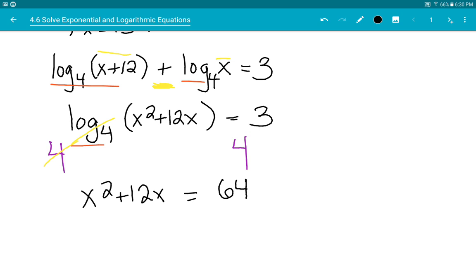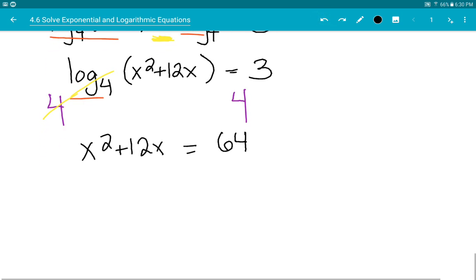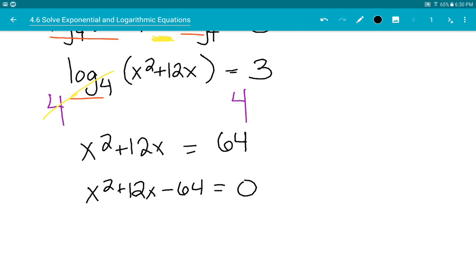Okay, now we haven't worked with these in quite a while, but it's a quadratic. How are we supposed to solve quadratics? We're going to set everything equal to 0. Let me move the 64 over. It's now going to be negative. All right, so now this has to factor. What are two numbers that multiply to negative 64 but add up to 12? You're right, that's going to be 16 and negative 4.